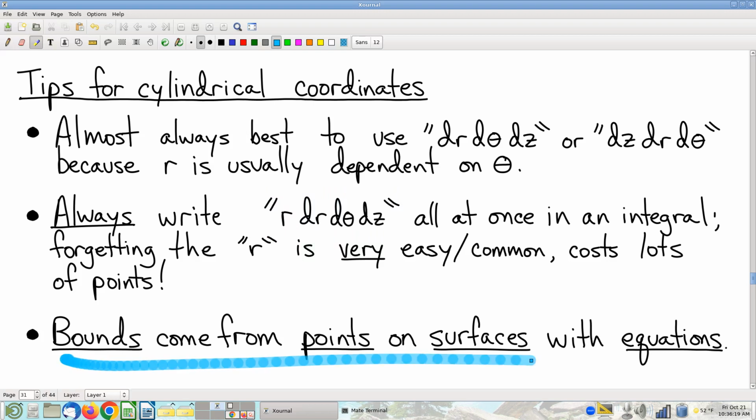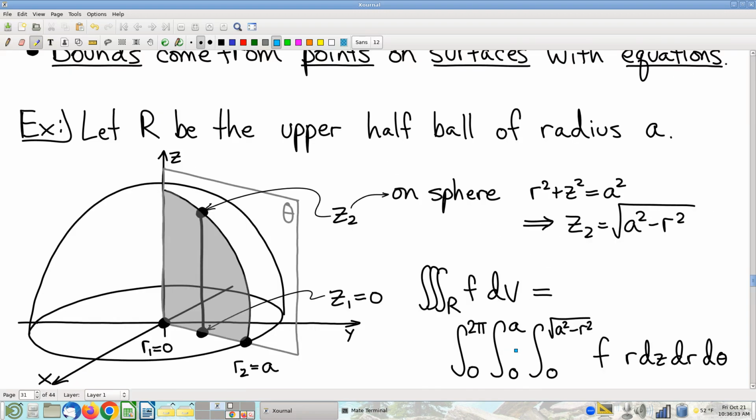And then again, we have our usual process of how to find bounds. You identify the relevant points, look at the relevant geometric objects. They have certain equations, solve for what you want. Okay. All right, so highly analogous. Let's just dive in and see an example. Here we go.